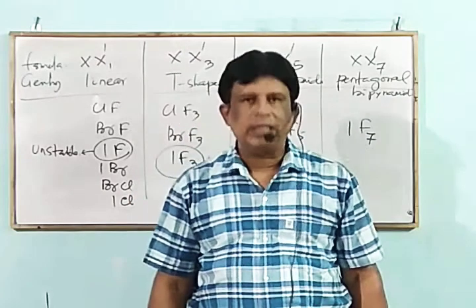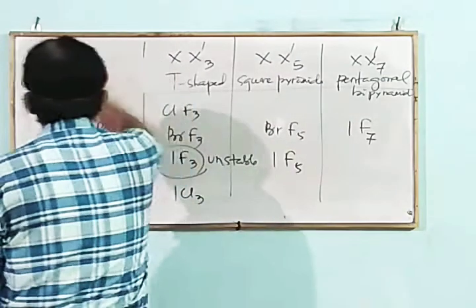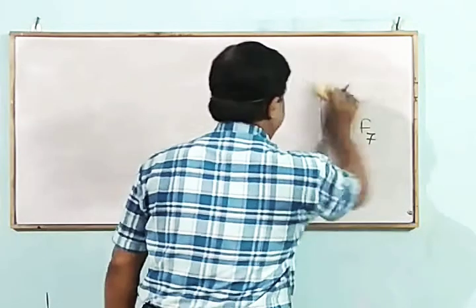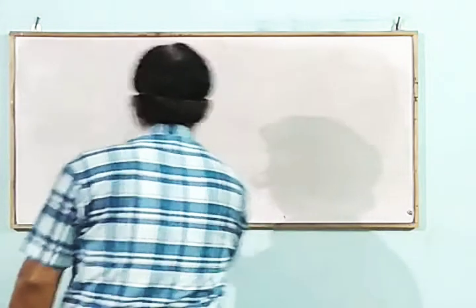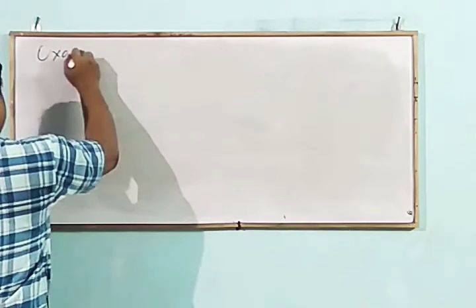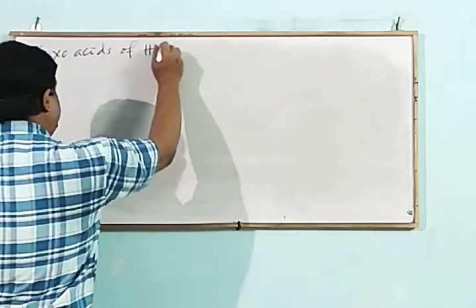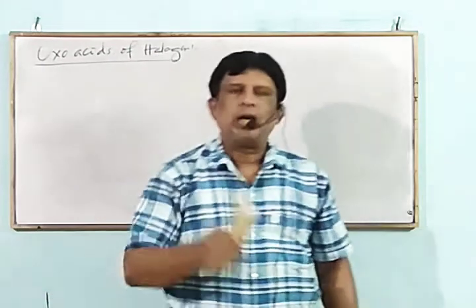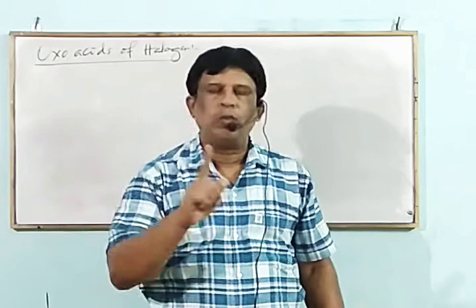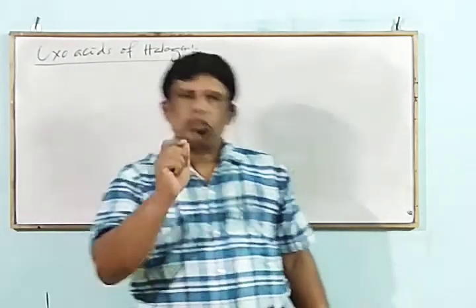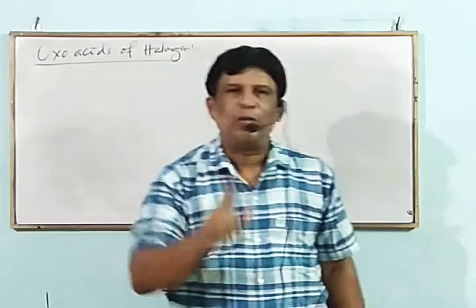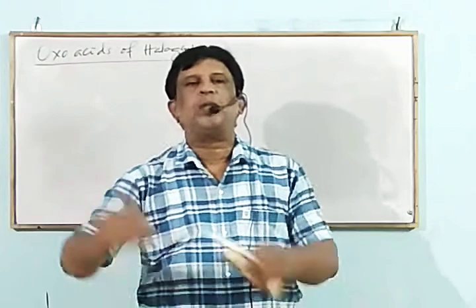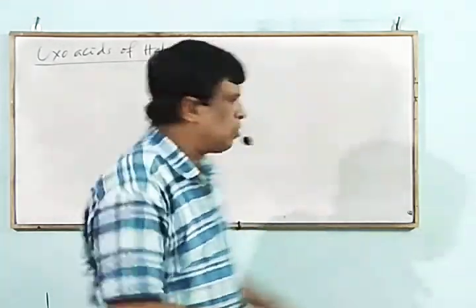Next, switch over to oxoacids of halogen. Next we discuss oxoacids of halogen. Due to higher electronegativity and small size, fluorine forms only one oxoacid. I repeat again. Due to smaller size and higher electronegativity, fluorine forms only one oxoacid, while the other halogens, due to larger size and lower electronegativity, form different types of oxoacids. Mark that. We discuss one by one in the form of a table.